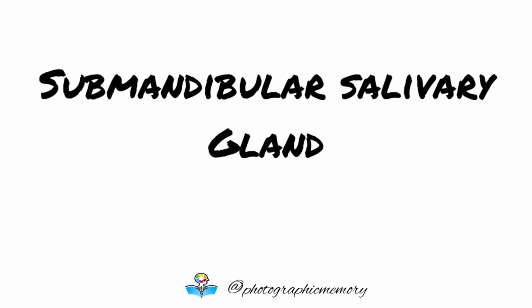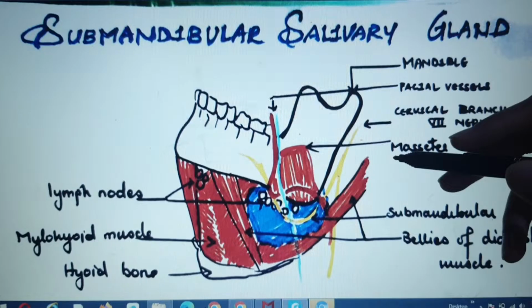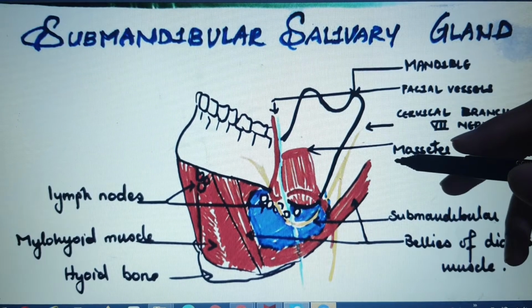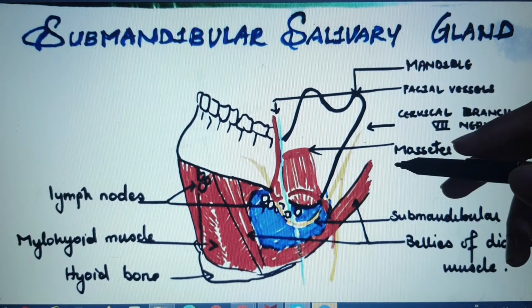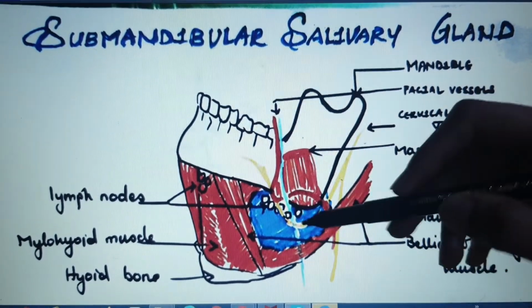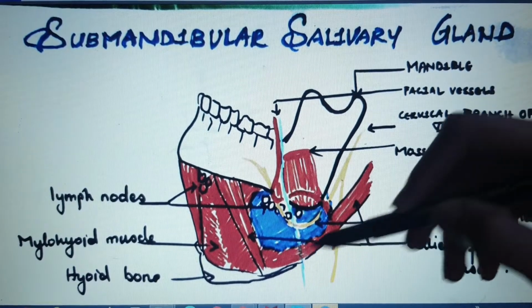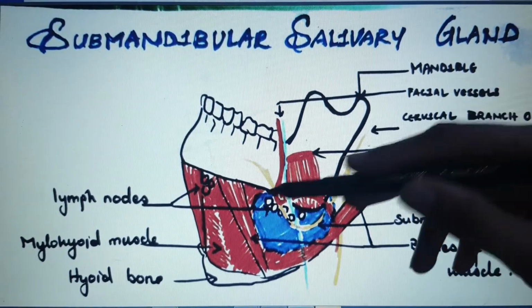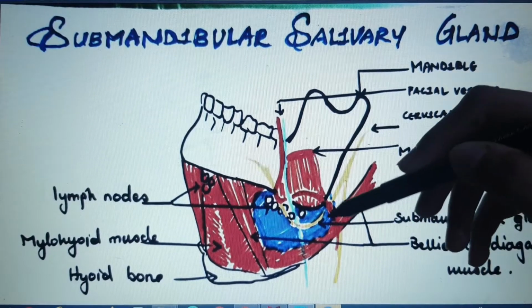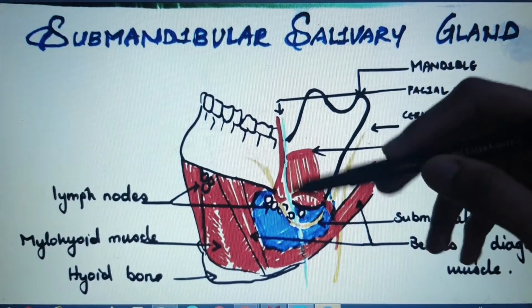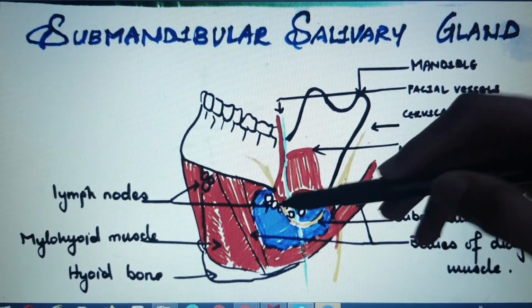So today we will be talking about the submandibular salivary gland, its anatomy, its nerve supply and venous supply, its boundaries and everything. As you can see in this diagram, the blue portion is the salivary gland. This is the actual location of the salivary gland. It is located in the anterior part of the digastric triangle.